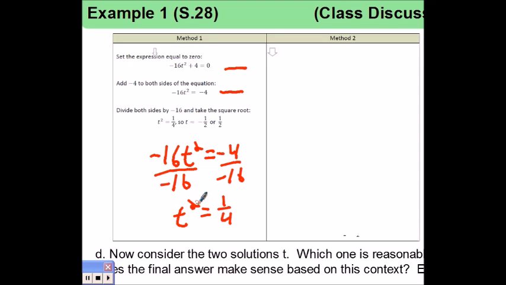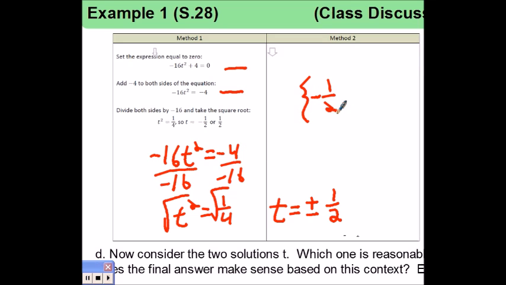Now all I have to do is get rid of this square function, and to do that I'm going to use the inverse of squaring, which would be square rooting. So I take the square root of both sides, so I end up with t equals the positive and negative square root of 1/4. The square root of 1/4 is 1/2. So my solution is t equals positive or negative 1/2. I can write it like that, or I can write it as a solution set as negative 1/2 and 1/2. And remember, when you write it as a solution set, you write it in numerical order.